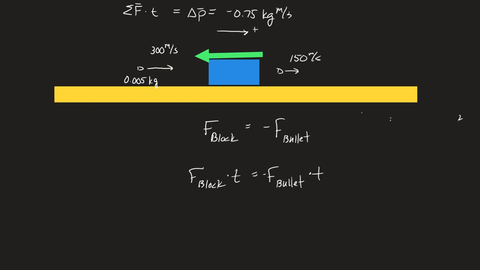Right? The time had to be the same, which suggests, and I hope you're seeing where I'm going with this, that the impulse experienced by the block had to be the opposite of the impulse experienced by the bullet.